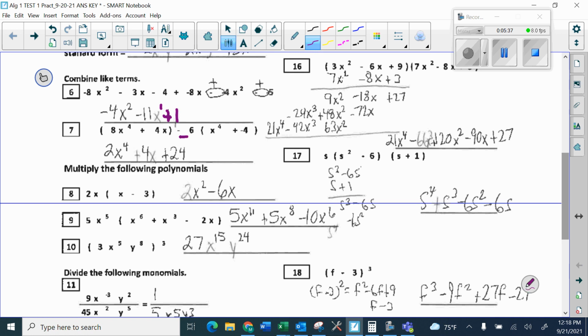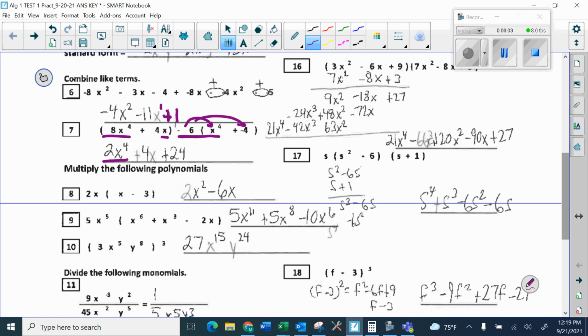Again, I need to distribute this first, though, into both of these. So I have an 8x to the fourth and a minus 6x to the fourth. Remember, I only deal with their coefficients. So 8 minus 6 is 2x to the fourth. The variable does not change. The exponent does not change when you're dealing with adding or subtracting like terms.